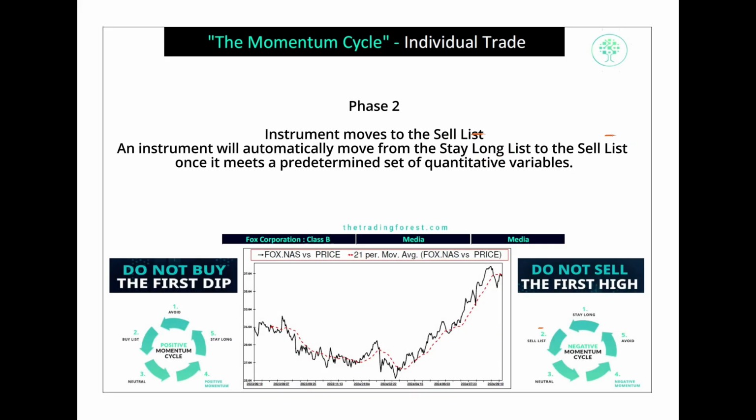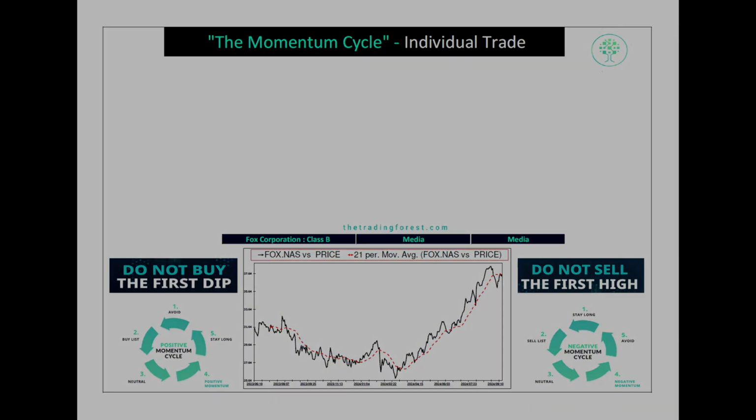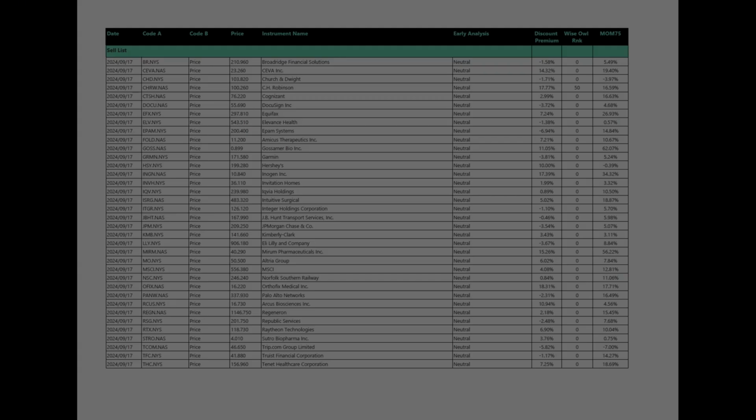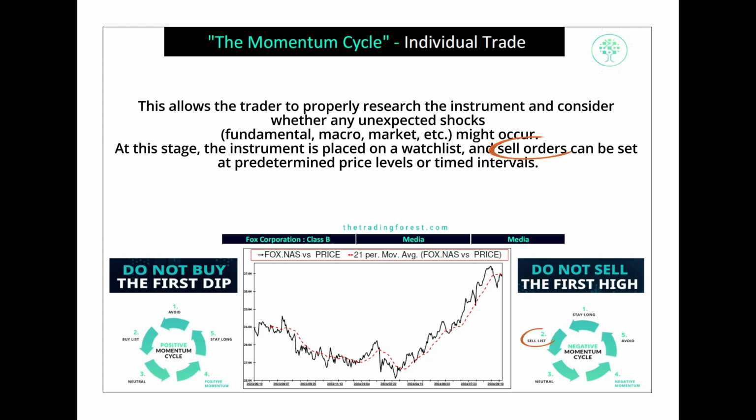Phase 2. Instrument moves to the sell list. An instrument will automatically move from the stay long list to the sell list once it meets a predetermined set of quantitative variables. This allows the trader to properly research the instrument and consider whether any unexpected shocks, fundamental, macro, market, etc., might occur. At this stage, the instrument is placed on a watch list, and sell orders can be set at predetermined price levels or timed intervals.